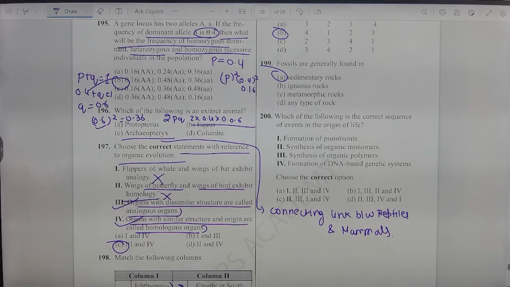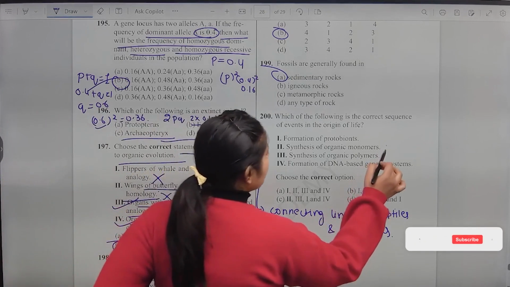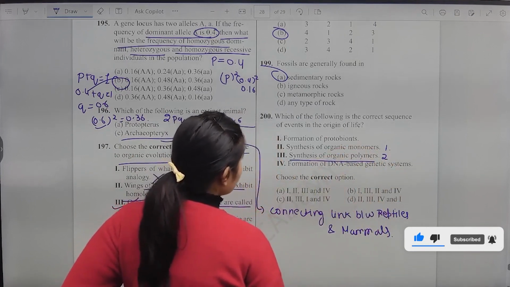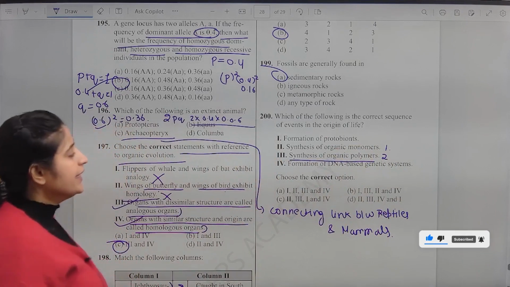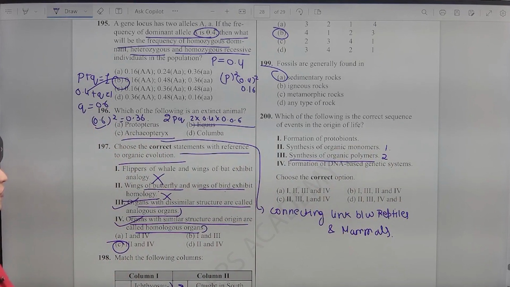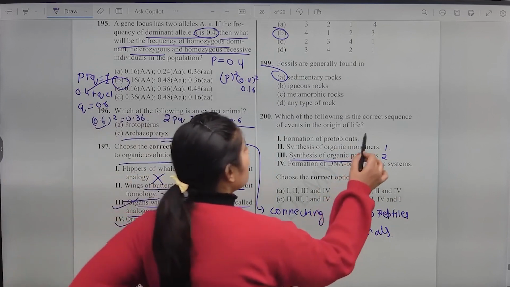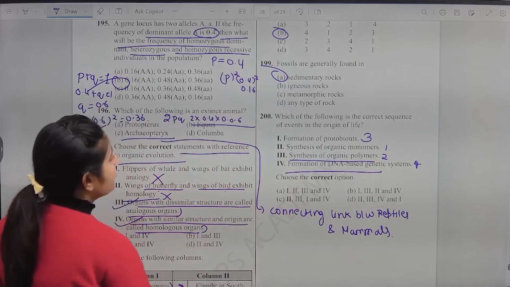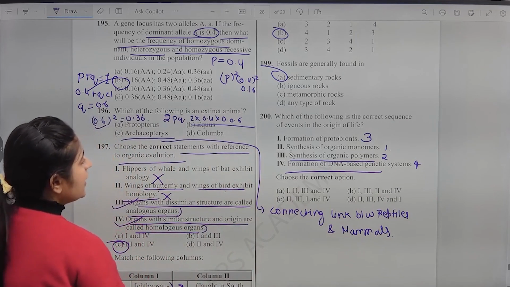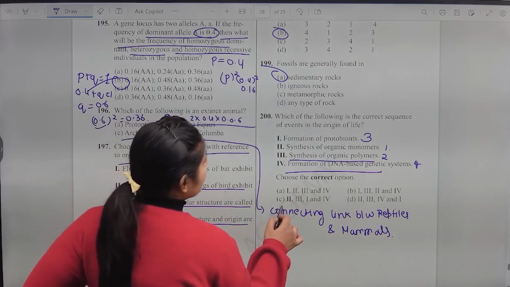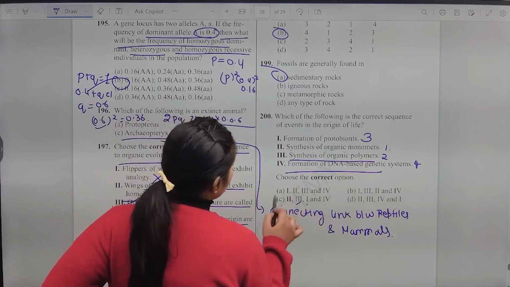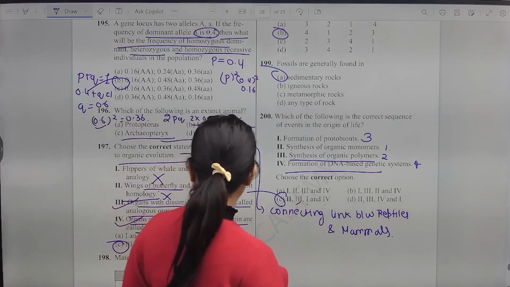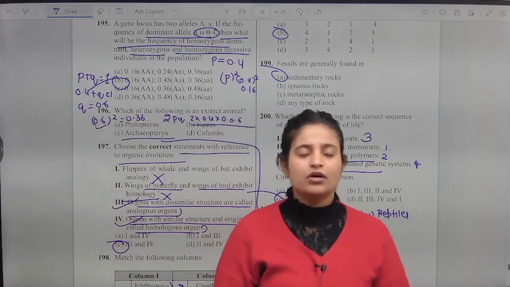Okay, so see, first you have synthesis of organic monomers, then synthesis of organic polymers. Yes or no? Then there is a formation of protobionts. Then there is a formation of the DNA based genetic system. Yes, the first answer is the second option, then the third, and then the fourth. Correct answer is C. Okay, I hope all your doubts are clear now.